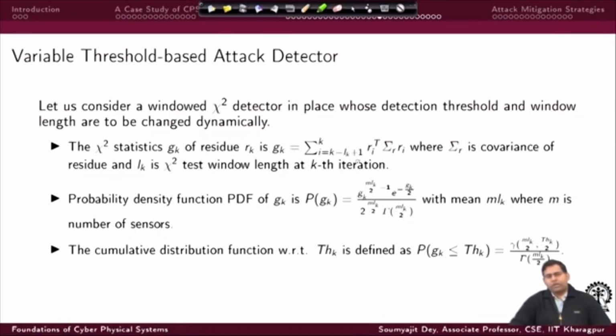Now, from the mathematical machinery of chi-square, we can create this probability density function, where we can say that it is distributed with respect to this probability density. The distribution follows this expression, and the mean is m times Lk, where m is the number of sensors we are considering, and Lk is the window size of the detector at the kth instant. And from this PDF we can integrate up to the threshold value for this kth iteration, whatever threshold we are setting for the control system's kth iteration, and figure out the CDF, the cumulative distribution function.